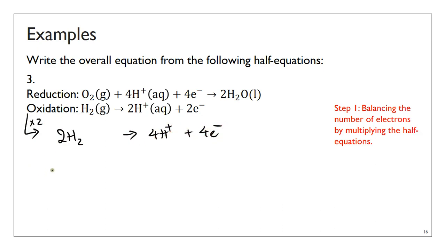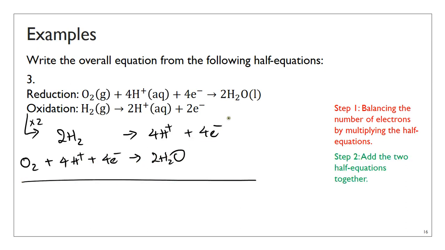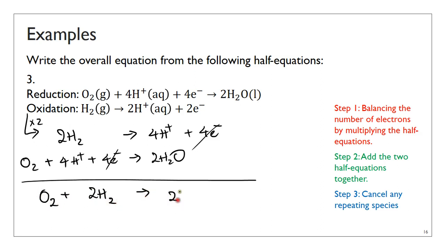And I'm just going to rewrite the reduction to make it easier for me to see. So O2, 4H+, 4 electrons going to 2H2O. So I'm going to add these two half equations together because my electrons are balanced now. And you can see that beside the electrons, you can also cross out the hydrogen ions. This is what I mean by cancel any repeating species. So what you have left is just O2 plus 2H2 going to 2H2O. I'm going to put states in. And this is actually the combustion of hydrogen as a fuel in oxygen. So hydrogen plus oxygen basically reacts to produce H2O, but this is a redox reaction and really there are 2 processes happening. The oxygen has gained some electrons and the hydrogen has lost some electrons.